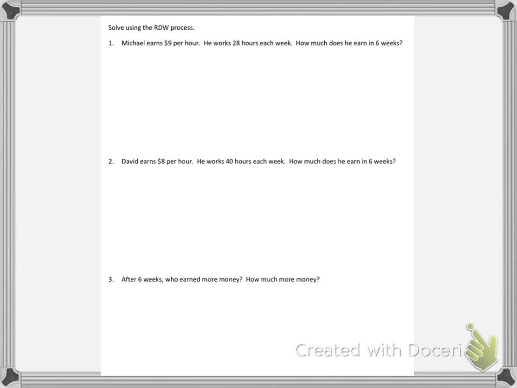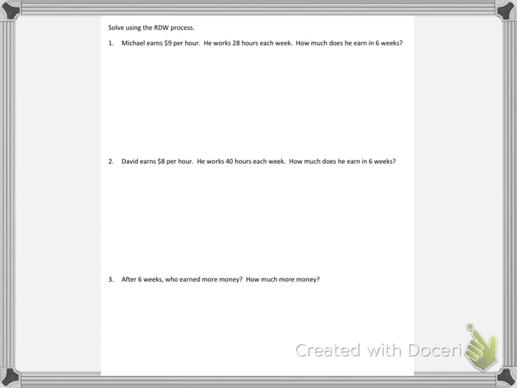Okay, this problem is split up into 3 parts. And you're going to be using the read, draw, write process. So this part 1 is Michael earns $9 per hour. He works 28 hours each week. How much does he earn in 6 weeks? Then the part 2 is David earns $8 per hour. He works 40 hours each week. How much does he earn in 6 weeks? And then in the third part, it's after 6 weeks, who earned more money? And it's asking you how much more.